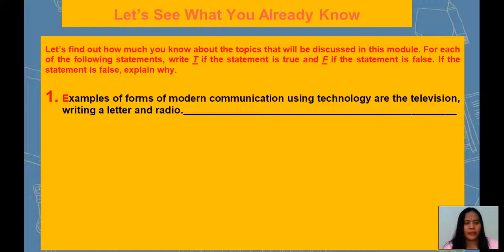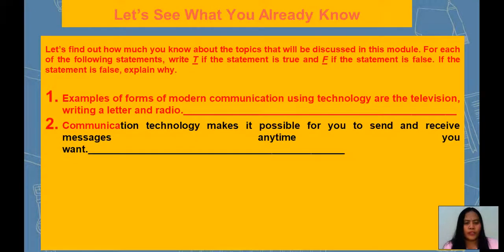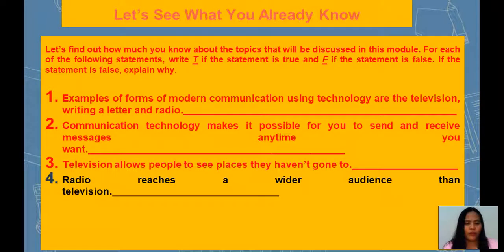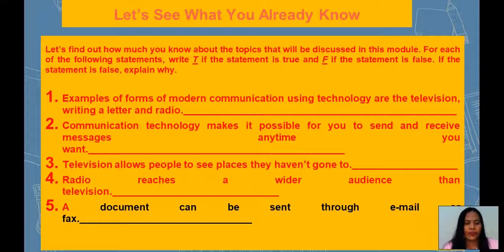Number 1. Examples of forms of modern communication using technology are the television, writing a letter, and radio. 2. Communication technology makes it possible for you to send and receive messages anytime you want. 3. Television allows people to see places they haven't gone to. 4. Radio reaches a wider audience than television. 5. A document can be sent through email or fax.